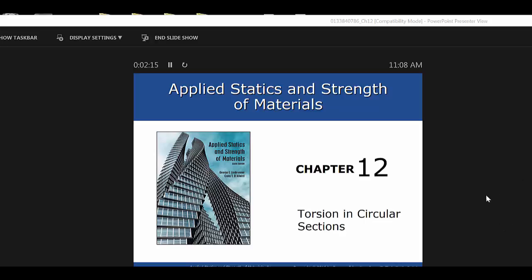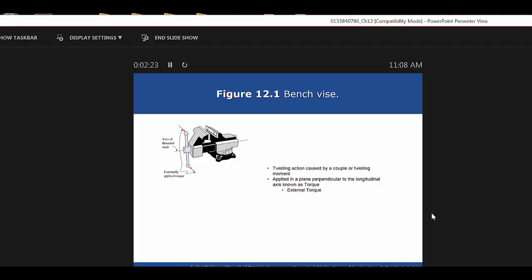Chapter 12, torsion in circular sections. What more to say? Let's just get started. So it's a twisting action that's caused by a couple or a twisting moment, applied in a plane perpendicular to the longitudinal axis, and that's called torque. Okay, so torque is being applied to this.